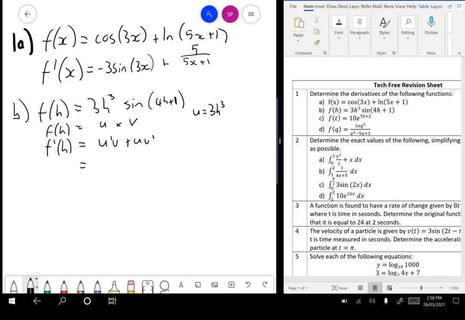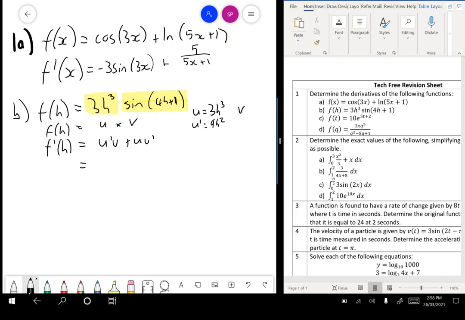Before I go any further, the way I know we're going to use product rule is I have a function over here with the letter that we're caring about, which in this case is h, and it's multiplied by a second function over here that also has an h in it. So whenever you see two things multiplied together in a derivative question that both have an x or an h or a t or anything like that in it, that's when you use product rule. So anyway, back to this. The derivative, u dash, would just be 9h squared.